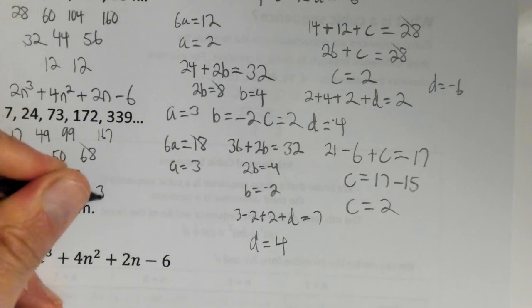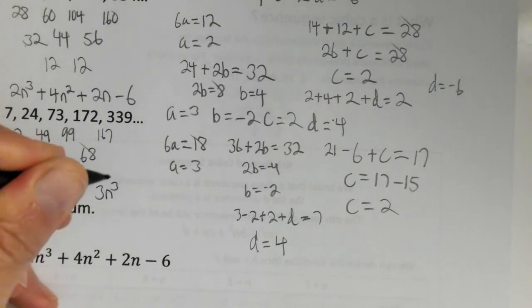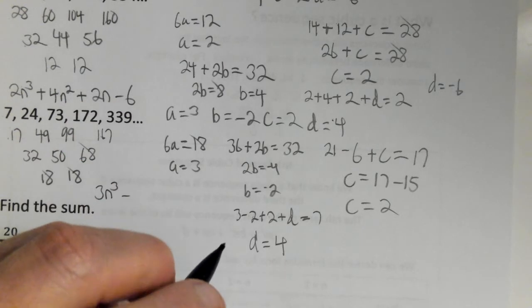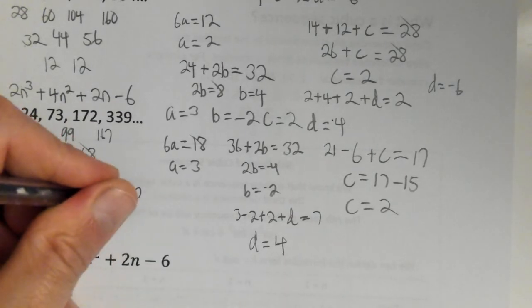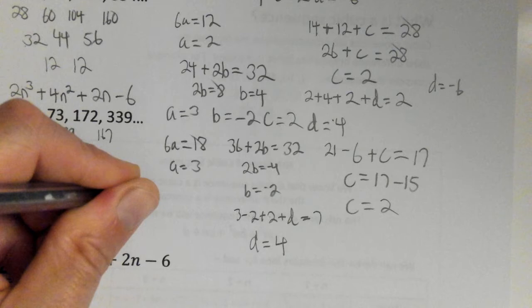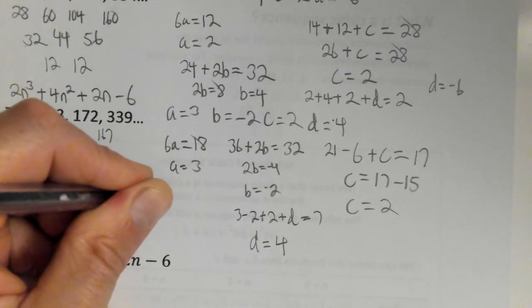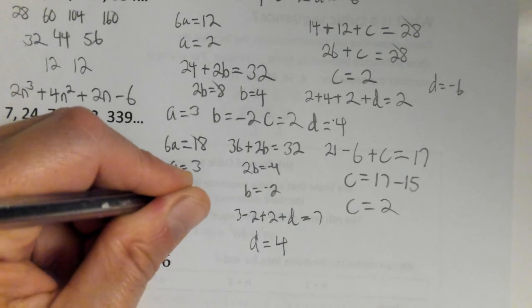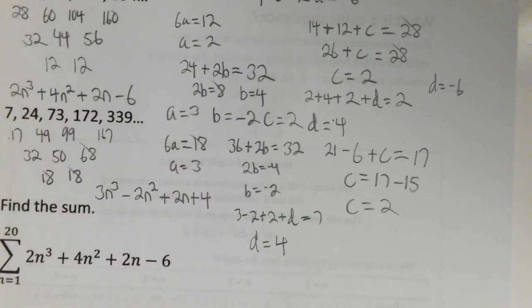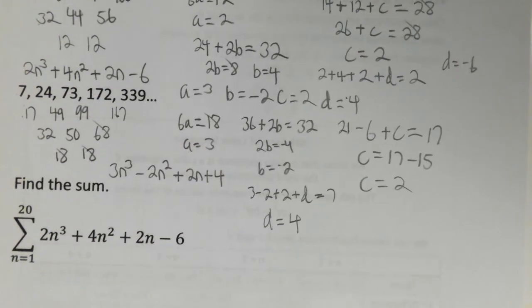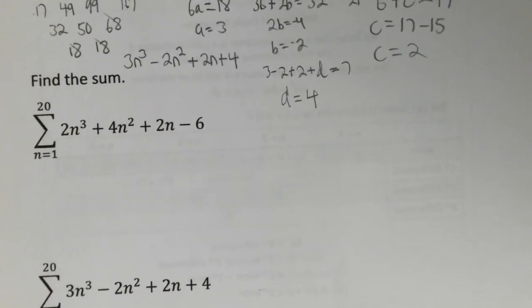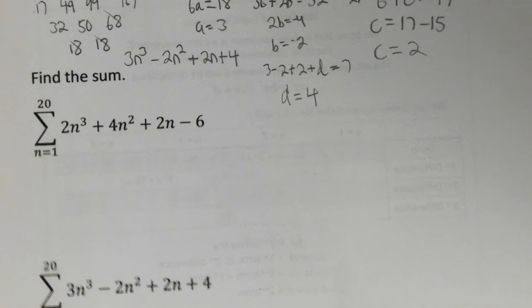It's going to be 3n to the third minus 2n squared plus 2n plus 4. And so there you go, there's the formula for the nth term. Okay, so we have a couple of sums that we want to try next.